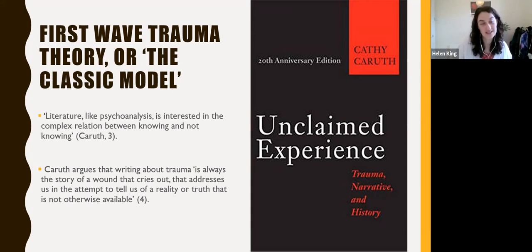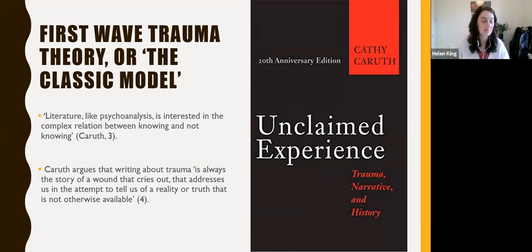Carruth has an explanation for this when she says that literature, like psychoanalysis, is interested in the complex relation between knowing and not knowing. An essential part of trauma is that it is difficult to articulate, it's difficult to understand. It can be described as unknowable, and yet it demands to be known at the same time by resurfacing in flashbacks and some of the other behavioural patterns that I've already described. Literature is concerned with metaphor, with symbolism, with the unconscious.